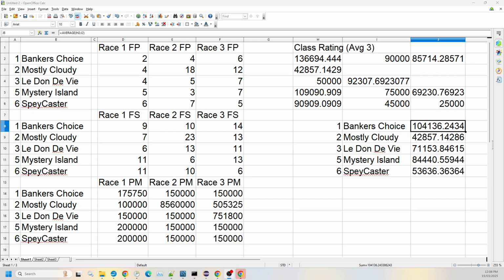And I'm going to leave it there, and hopefully this was a valuable insight into how the class ratings work.